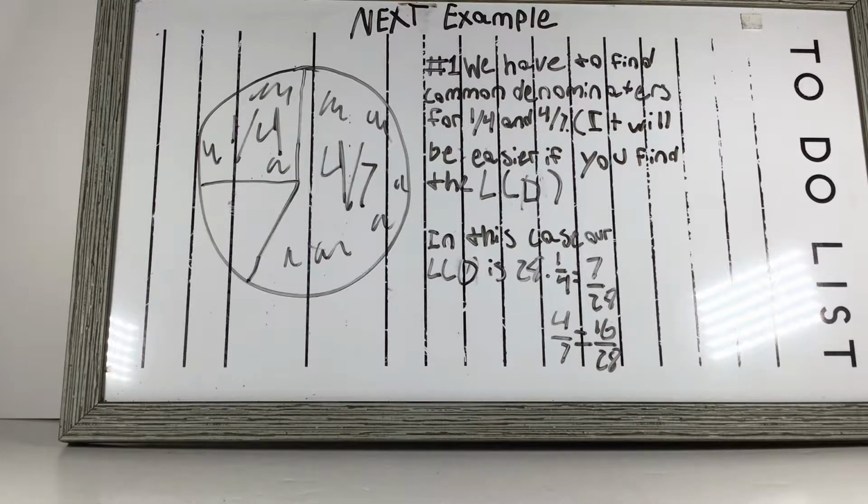Note that it will be easier if you find the least common denominator. In this case, our least common denominator would be 28. As you can see on the bottom right, 1/4 equals 7/28 and 4/7 equals 16/28.